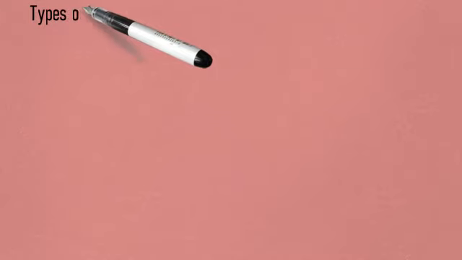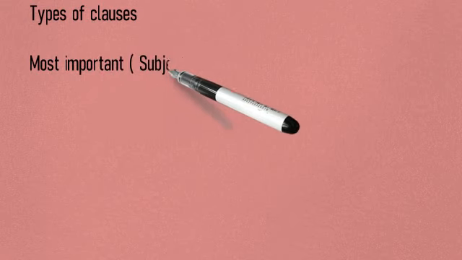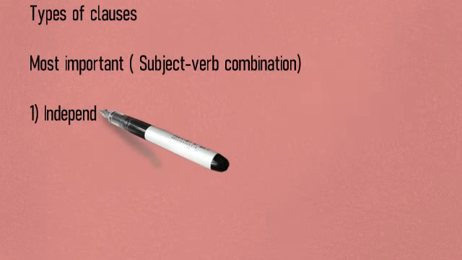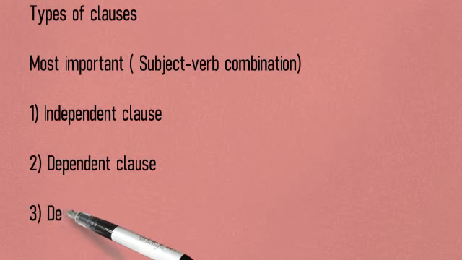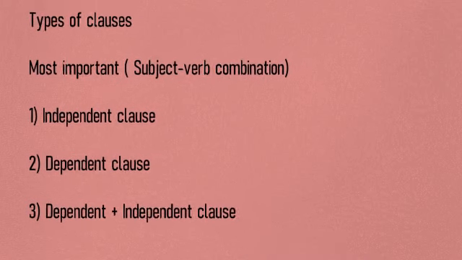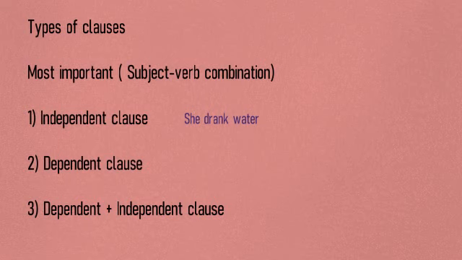Now we are going to discuss the types of clauses. Students, you have to keep in mind that clauses and phrases both are a group of words, but when we talk about a clause, there is a subject-verb combination in it. Now the 2 most important types that you need to know are the independent clause and the dependent clause. If we talk about the independent clause, as the name says, it can be a sentence on its own. I can give you an example. She drank water. She is a subject, drank is a verb, which is the past tense of drink. Why do we call it independent? Because it can be a sentence on its own.